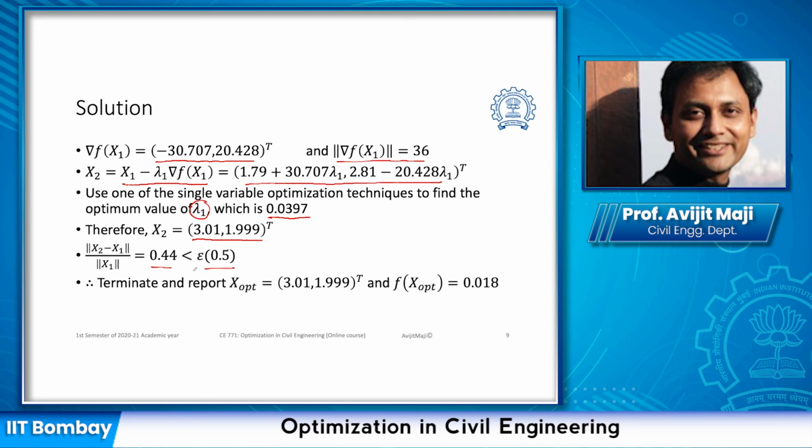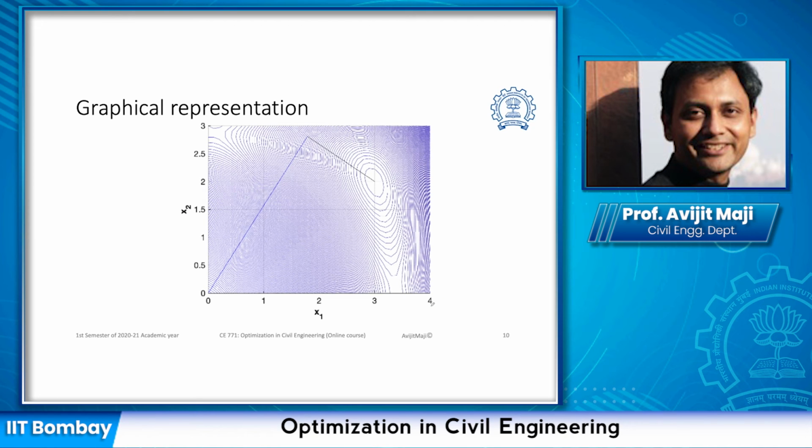So since it has met the termination criteria, we are terminating the process and reporting the optimum point as 3.01, 1.99, and the optimum objective function value is going to be 0.018. Let us look into the graphical representation of the solution, how it followed through.